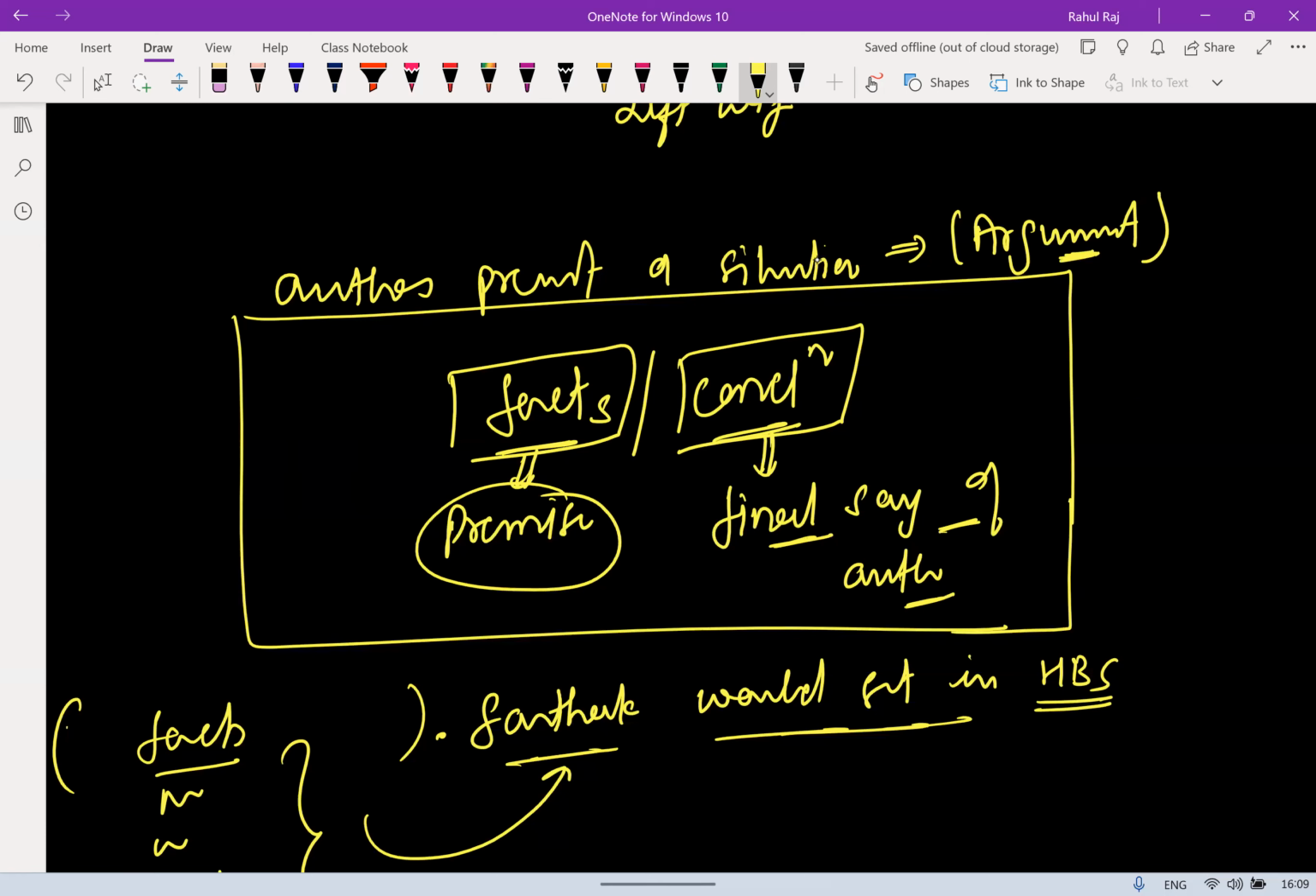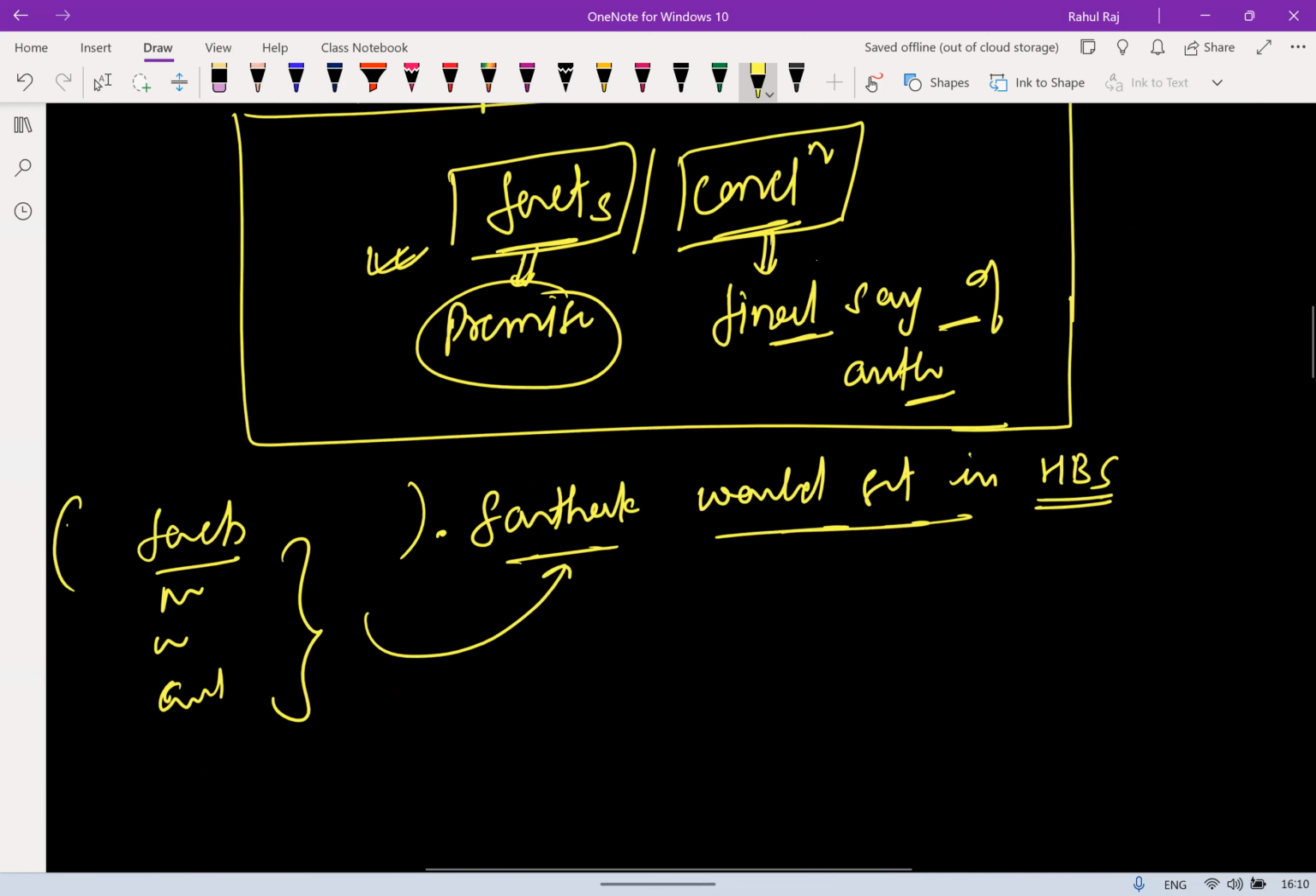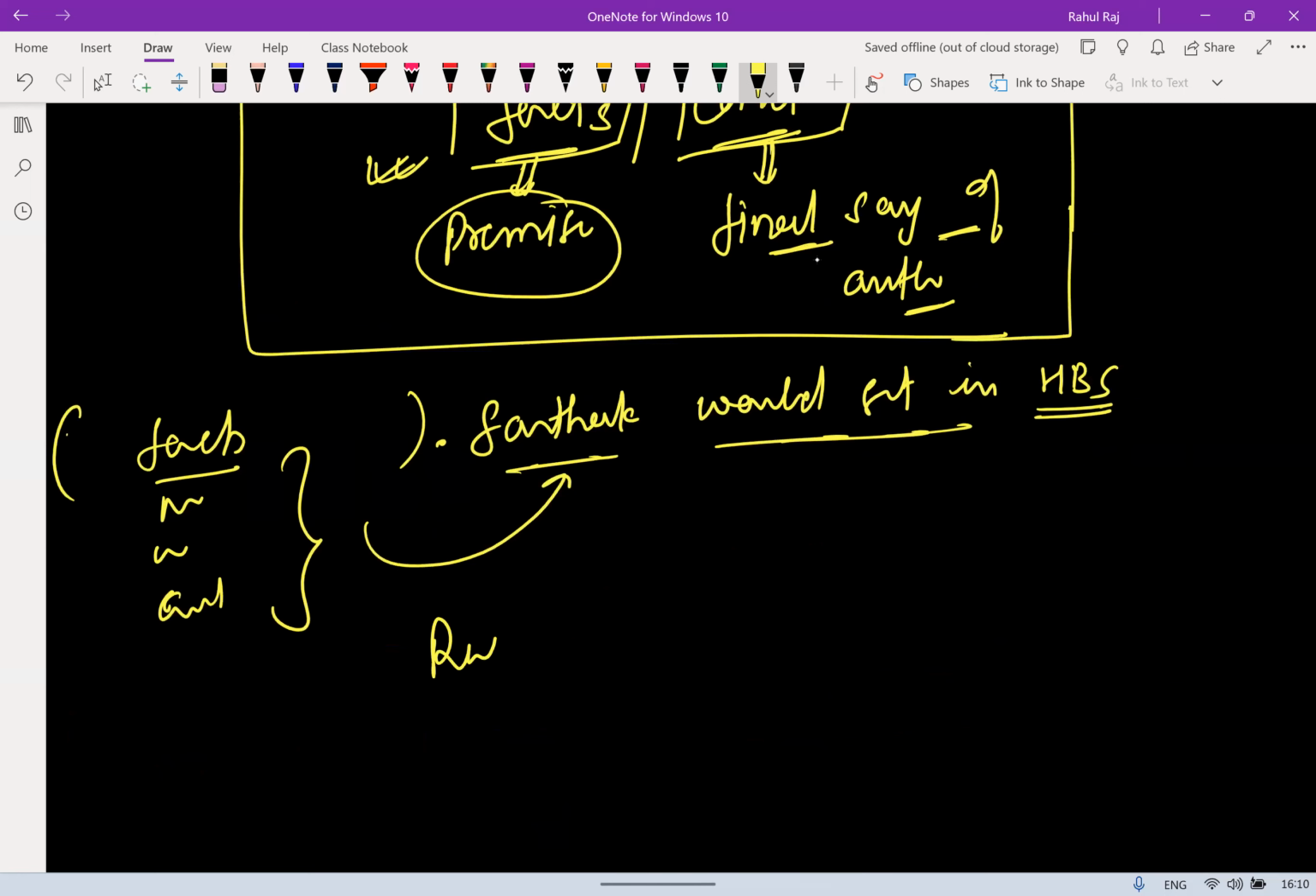The point is how the author tries to present a message to you. The author tries to give a lot of facts. Based on the facts, the author is trying to give a final message to you. So please ensure an argument will always consist of facts and always consist of a conclusion. Imagine when I say Rahul is a good guy.